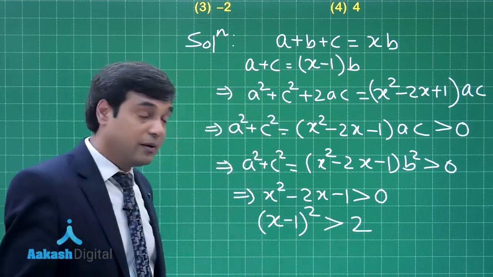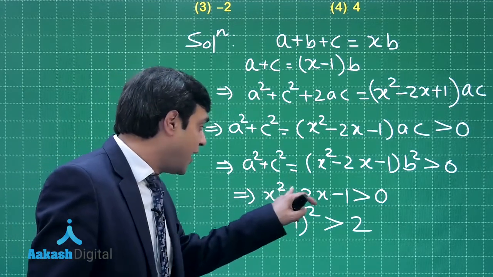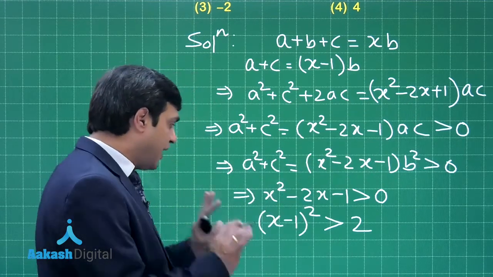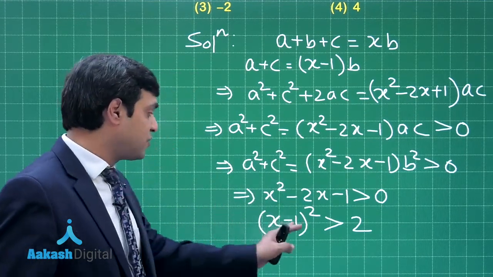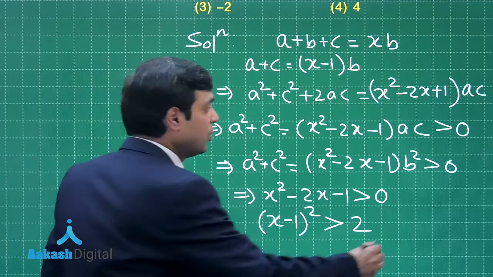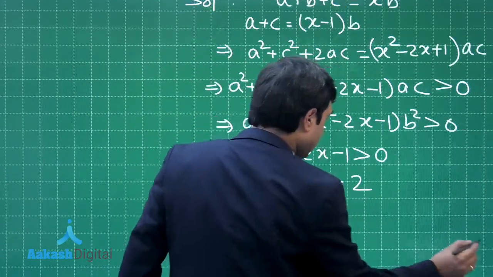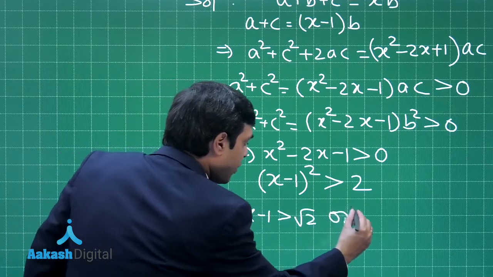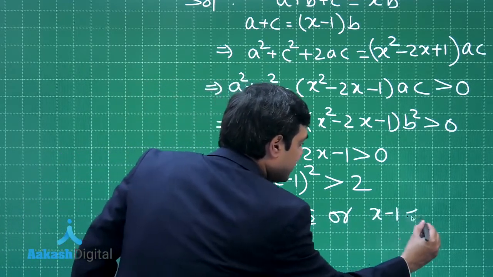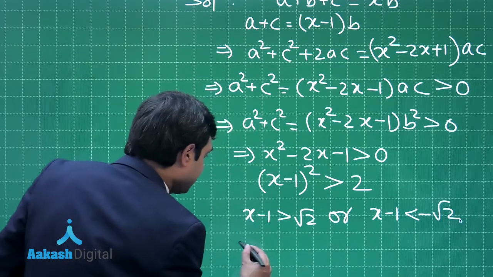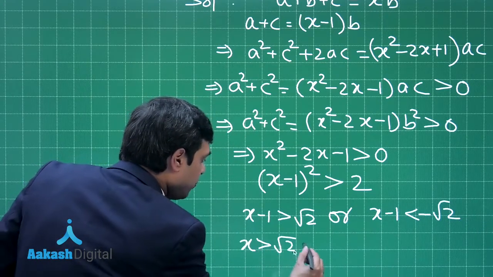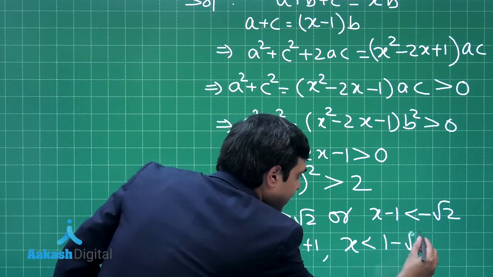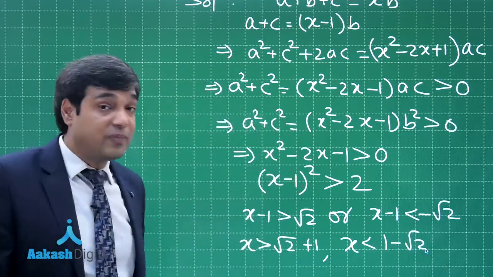This is clear. I repeat, x square minus 2x plus 1, taking rest terms on the other side. So here we have the conclusion that x minus 1 whole square is greater than 2, or x minus 1 is greater than root 2, or x minus 1 is less than minus root 2. So the result says x is greater than root 2 plus 1, or x is less than 1 minus root 2. This point is clear.